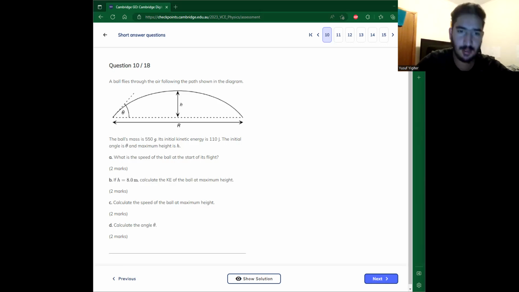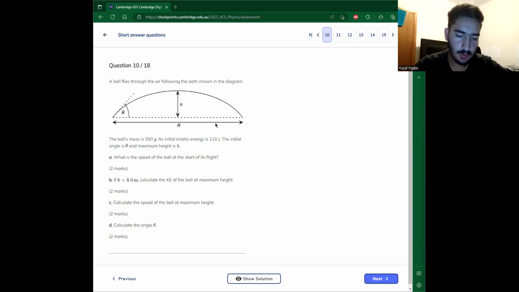Yes, correct. Good job. Now, next question. Calculate the speed of the ball at maximum height. Now, we're given the energy. We're going to use the formula 1/2 mv squared. We do need to use m. M is relevant, I believe.